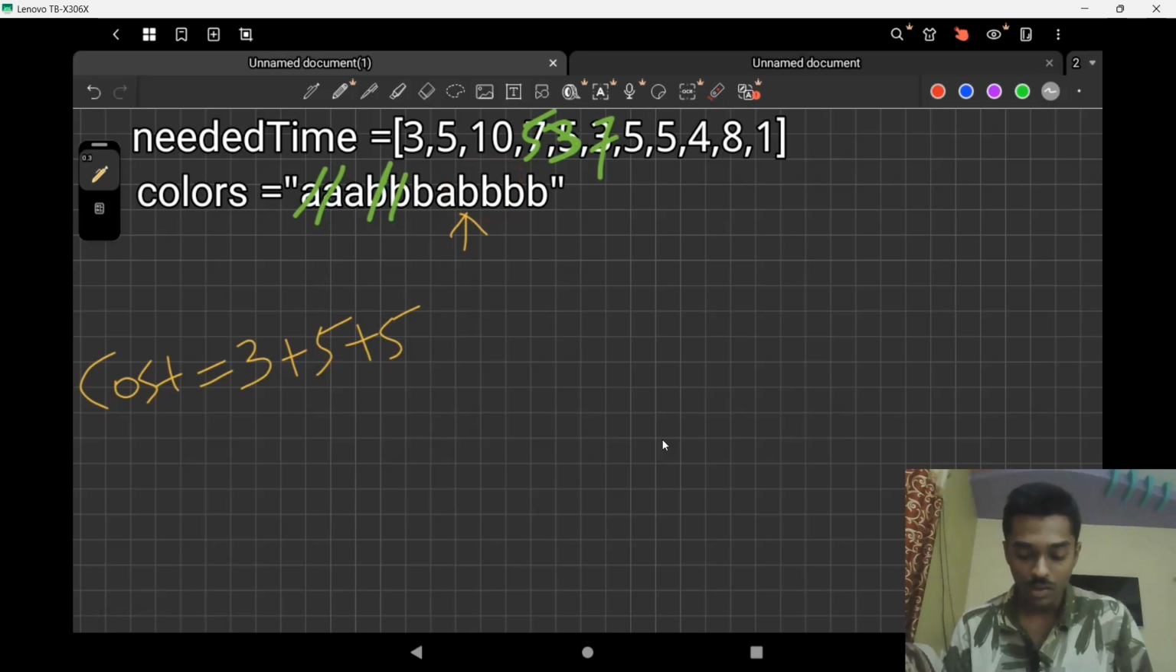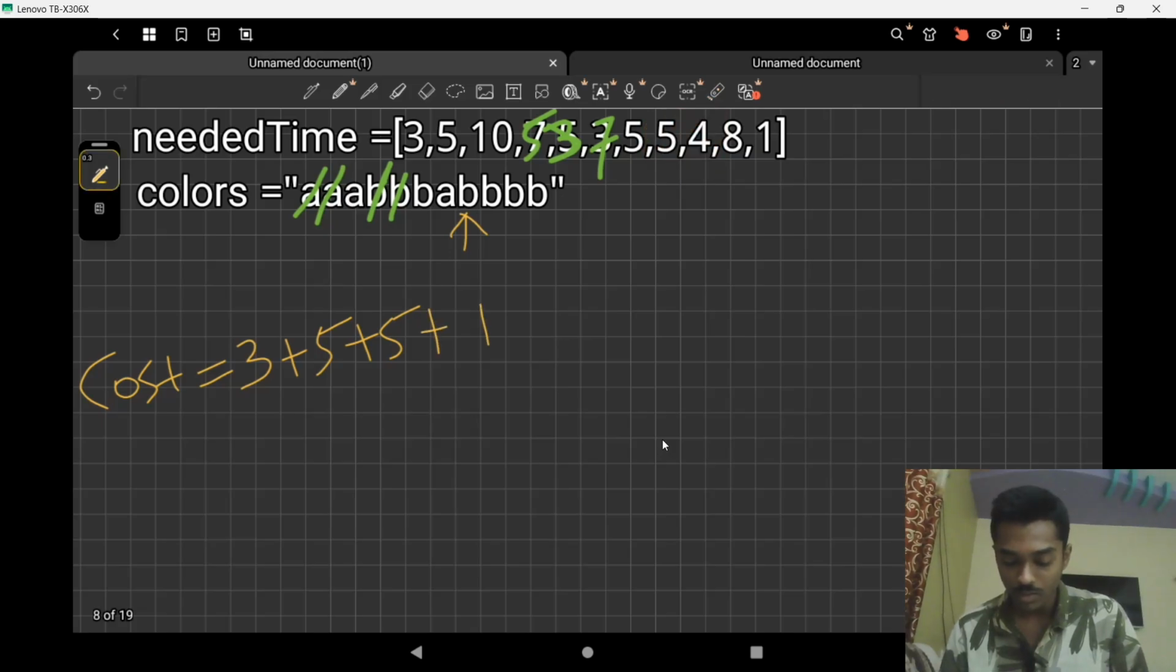Now b and b are the same and their respective costs are 5 and 4, so we are removing the smaller one, which is 4. So we are removing this b. Instead of that, we can remove this b, and its cost is going to be 5. In these two b's their costs are 5 and 4 and the minimum cost is 4, so just add 4, and we are removing this b.